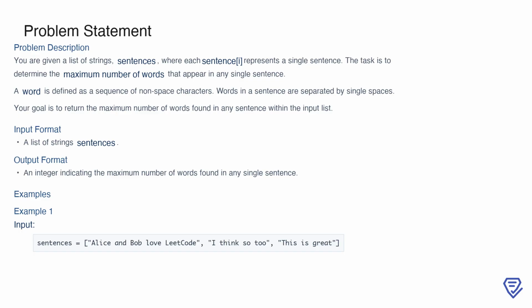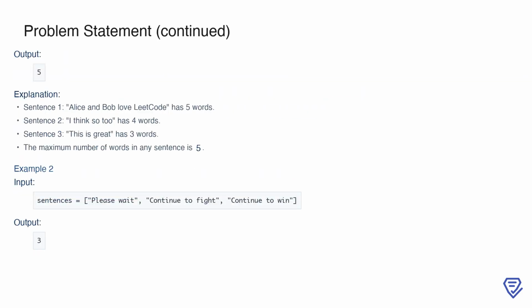For example, if the input list contains 3 sentences, you would check how many words each sentence has and return the maximum count among them. Let's look at the first example to understand this better.